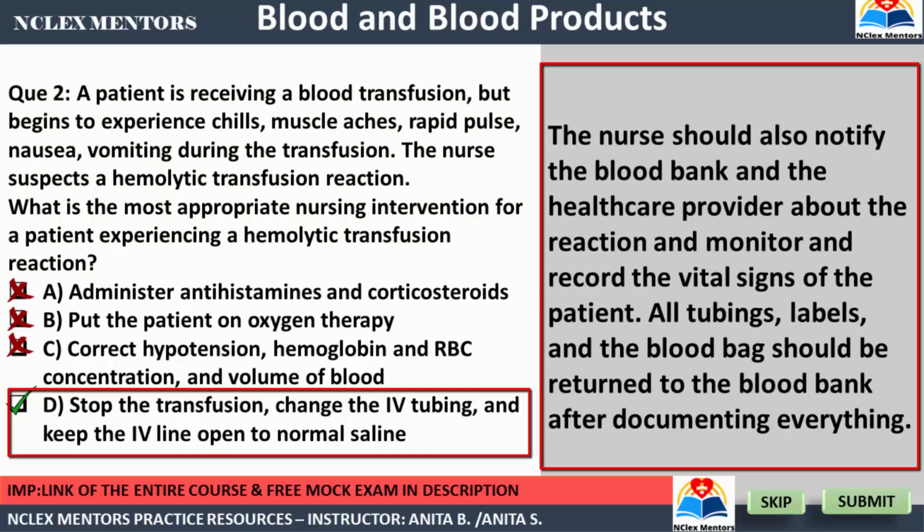The most appropriate nursing intervention for a patient experiencing a hemolytic transfusion reaction is to stop the transfusion, change the IV tubing, and keep the IV line open to normal saline. The nurse should also notify the blood bank and the healthcare provider about the reaction and monitor and record the vital signs of the patient. All tubings, labels, and the blood bag should be returned to the blood bank after documenting everything.